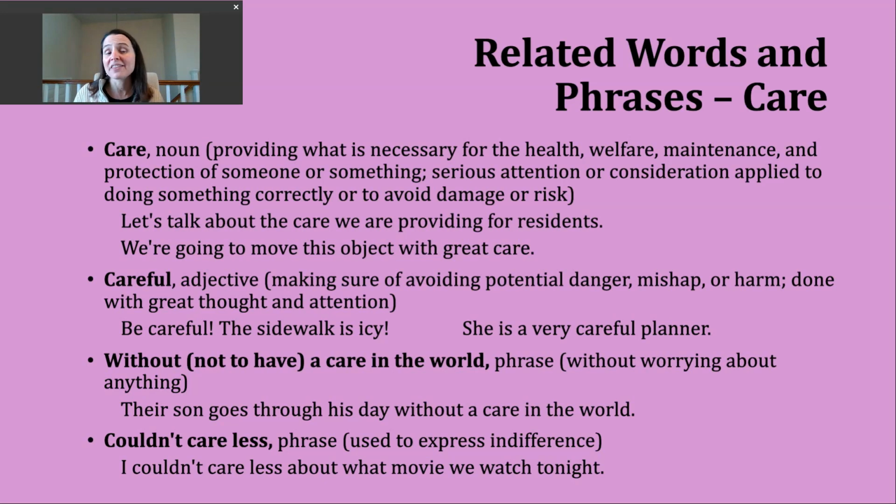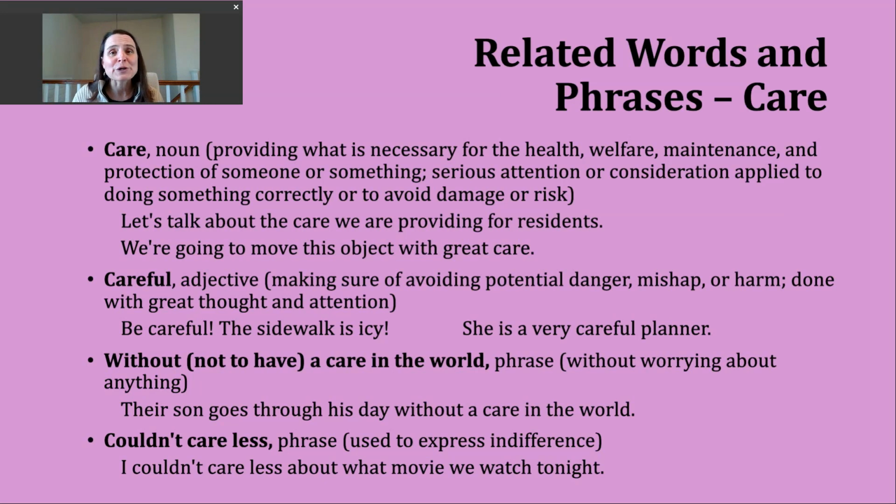A second way you might hear the noun care used is to refer to serious attention or maybe some consideration that is applied when we are doing some other action and wanting to do that action correctly or to avoid maybe something negative, some damage or some particular risk. An example of this, we're going to move this object with great care. Okay, so we're going to pay lots of attention so that we don't break this item. That would be the damage or the risk.